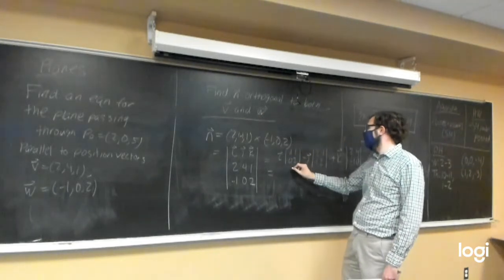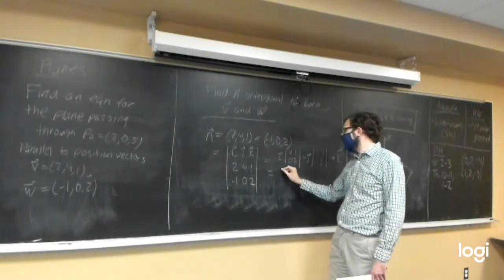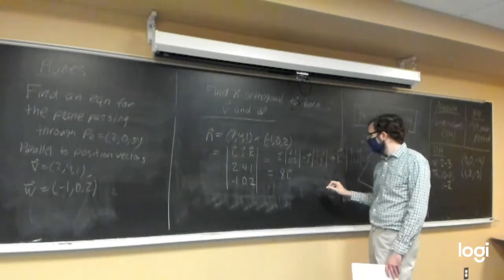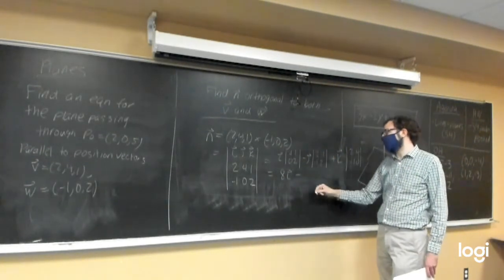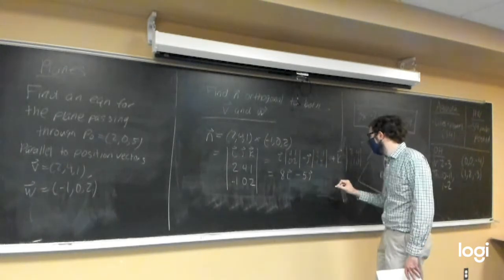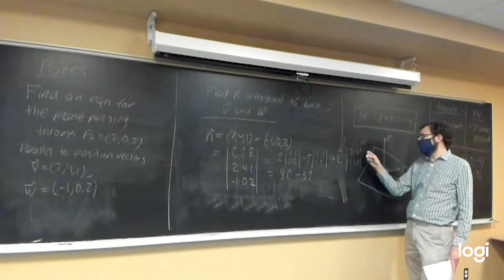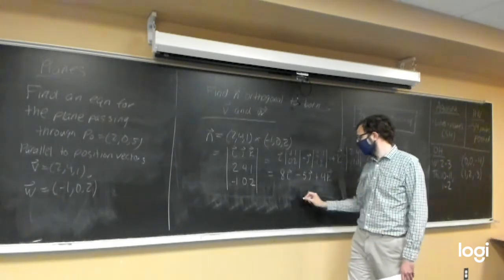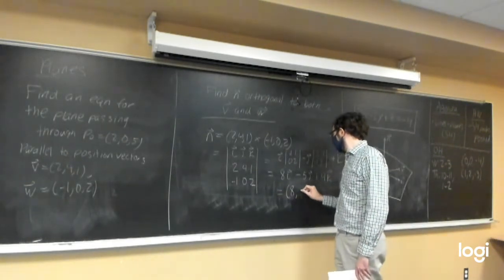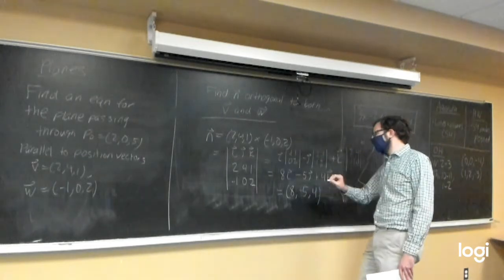which for i is going to give us 8 minus 0 is 8i, minus 4 minus -1 is positive 5, so minus 5j, and 0 minus -4 is a positive 4k, which will give us (8, -5, 4).